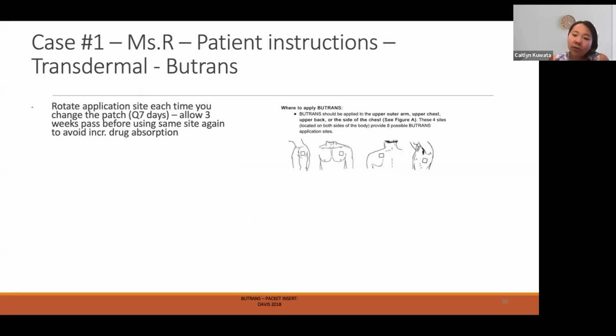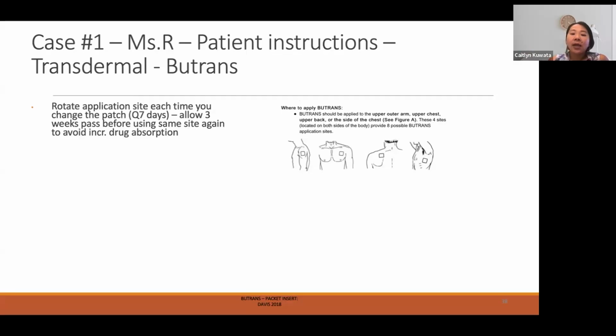The insert, again, comes with this, but I tell patients, the first time you can put it on your shoulder or your outer arm. Then you can do the next week on your chest. The following week, it can be on your back. And then the week after that, it can be on the side wall of your chest. This potentially gives you 8 possible application sites if you do a left and right for all of these sites.